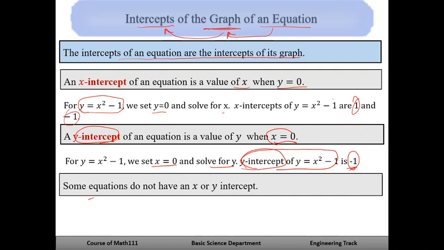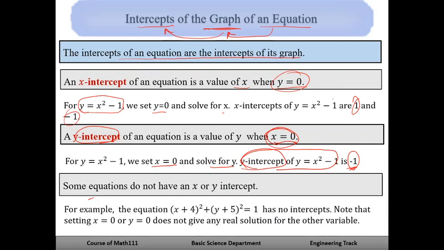And some equations don't have an x- or y-intercept. If you use this procedure, setting y equal to 0 or x equal to 0, some equations will not give a solution for the other variable. For example, if you put x equal to 0, you get 4 squared plus (y plus 5) squared equal to 1, and when you calculate, you get (y plus 5) squared equal to minus 15. There is no real solution, which means no y-intercept.